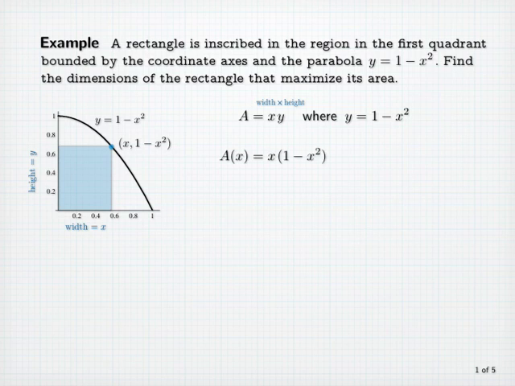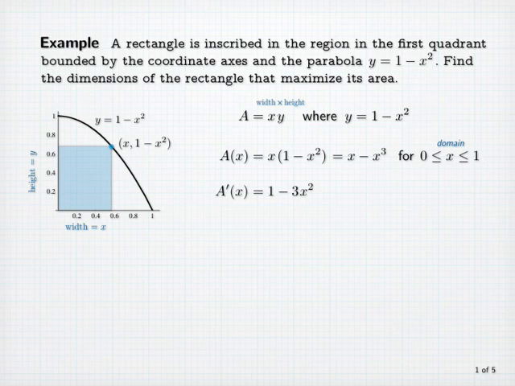By substituting y equals 1 minus x squared into the area formula, we obtain the area as a function of x alone. A of x equals x times 1 minus x squared, or x minus x cubed. The domain of interest for this function is the closed interval 0, 1. So we now have posed a maximization problem for a continuous function on a closed bounded interval.